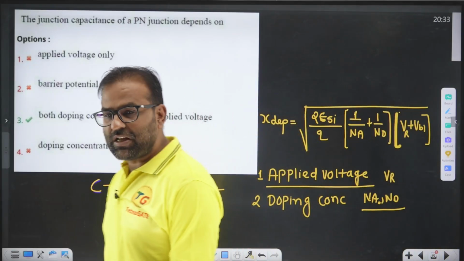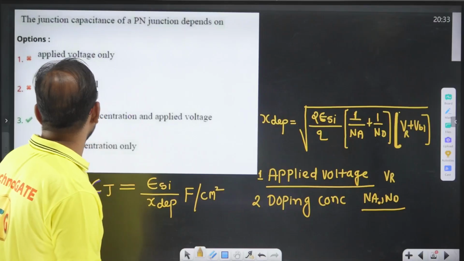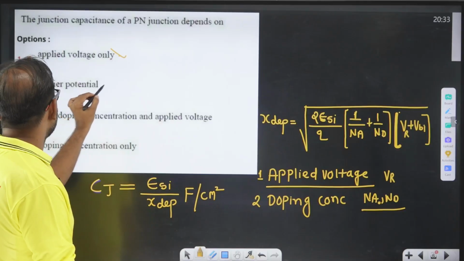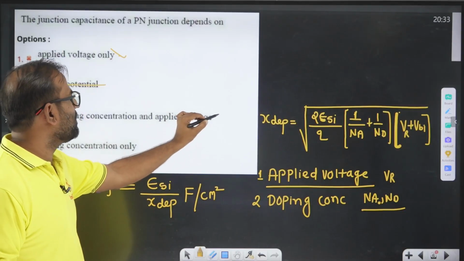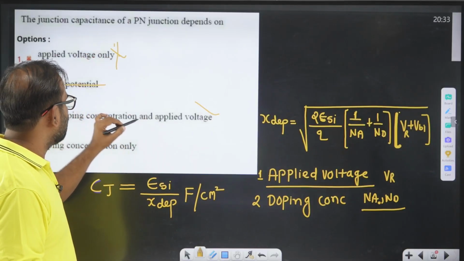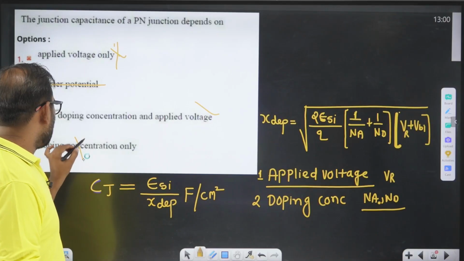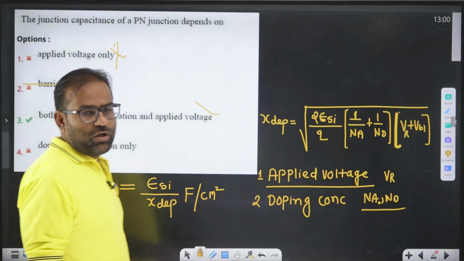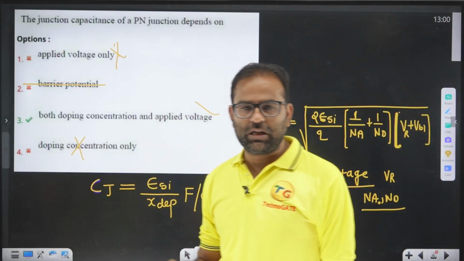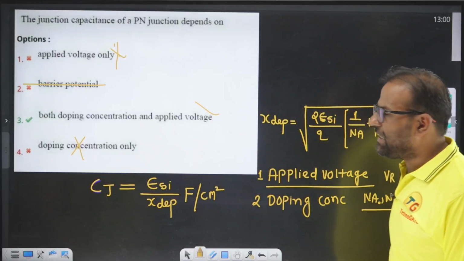So can I say junction capacitance is dependent on two quantities? Applied voltage only? Yes, it is dependent on the voltage. Barrier potential? No, it is dependent on the doping concentration and applied voltage, so no need to take this. This is the correct option. And doping concentration only? Yes, doping concentration is correct, but only doping concentration is not the correct answer. So I hope this is clear.